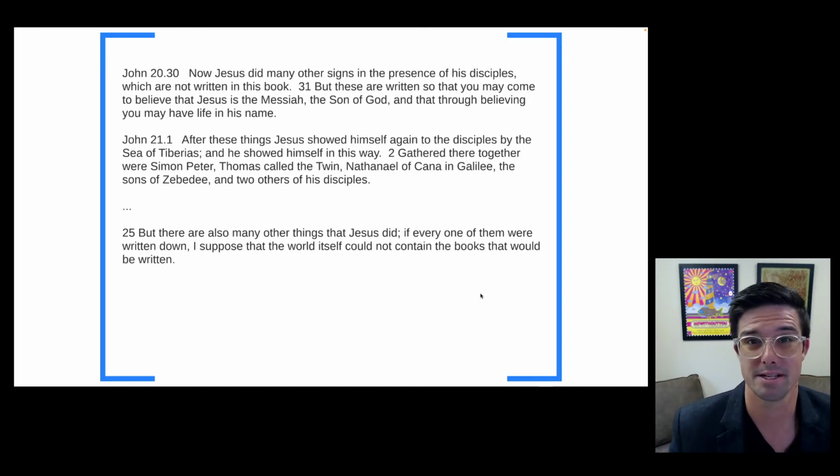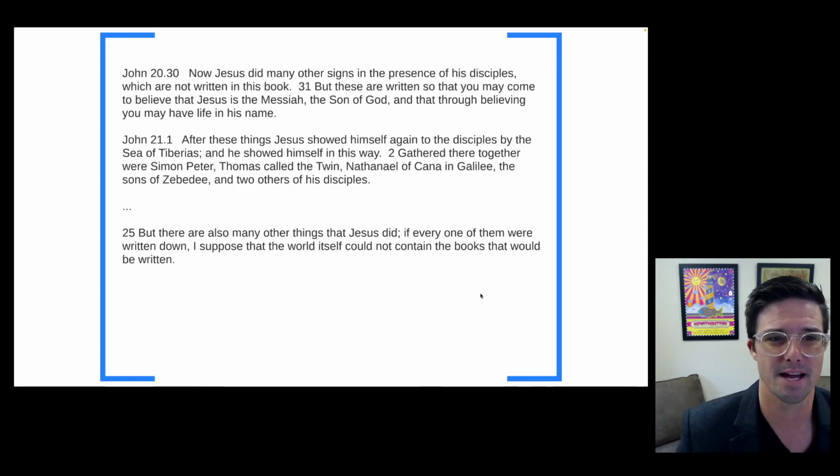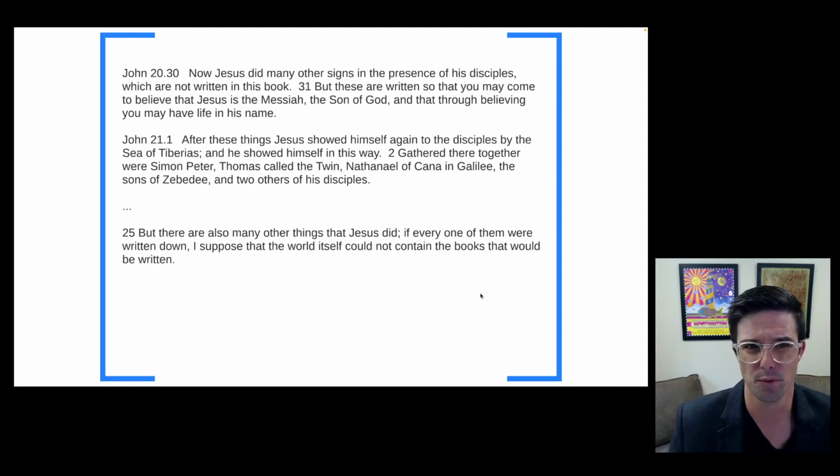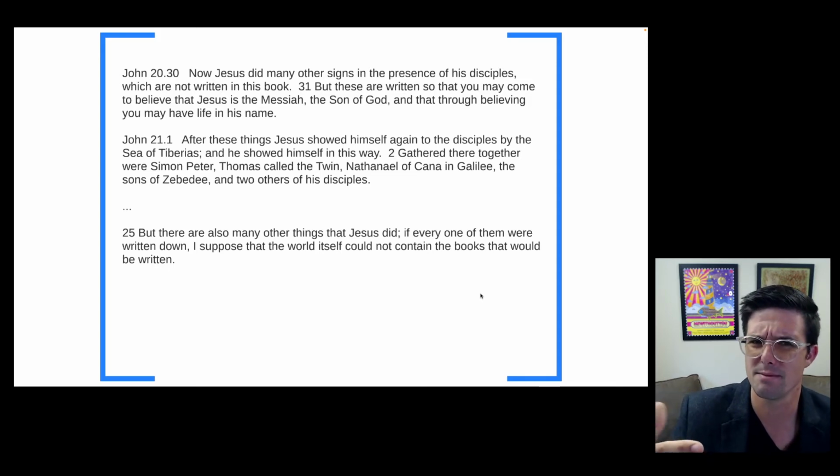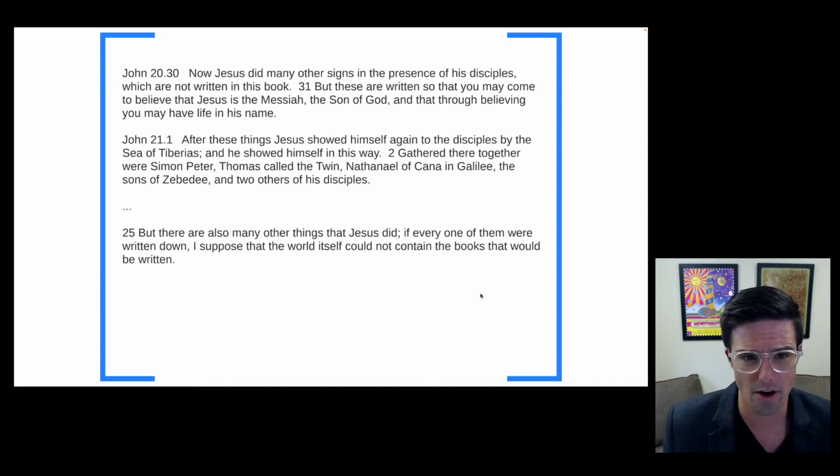So here we have themes from the entirety of the Gospel of John and a nice concluding statement, but then the Gospel continues on in chapter 21. After these things, Jesus showed himself again to the disciples by the Sea of Tiberias. So we sort of have this awkward restarting, and another story begins. And then when we go down to the end of the Gospel of John at 21:25, we have sort of a repetition of some of the things that seem to have already been said in John 20:30. So we have, but there are also other things that Jesus did. If every one of them were written down, I suppose the world itself could not contain the books that would be written. And then the Gospel concludes.